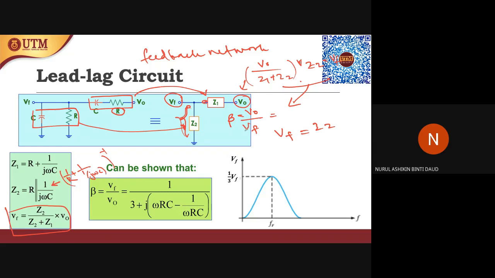When you rearrange this to calculate beta, the gain for this lead lag feedback circuit, you bring VF to one side and replace the impedances Z2 and Z2 plus Z1 with their values. You will get 1 over 3 plus j omega RC minus 1 over omega RC.